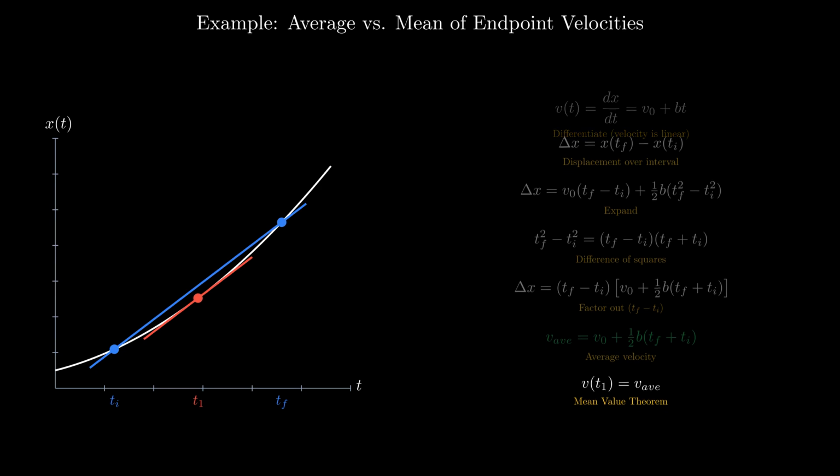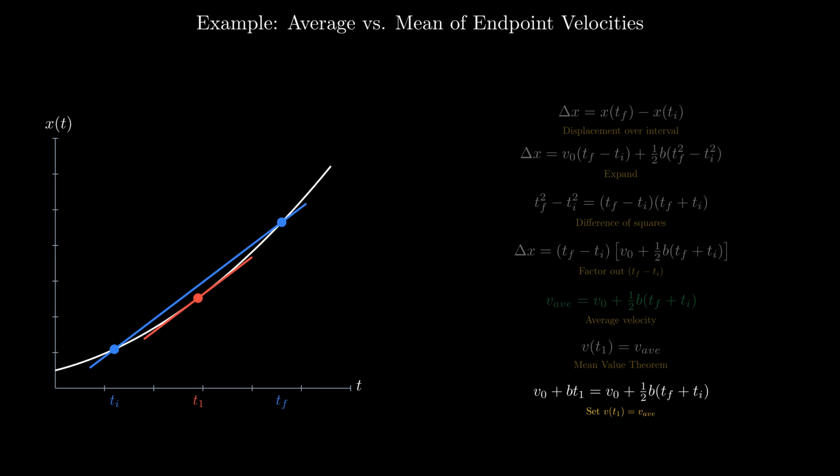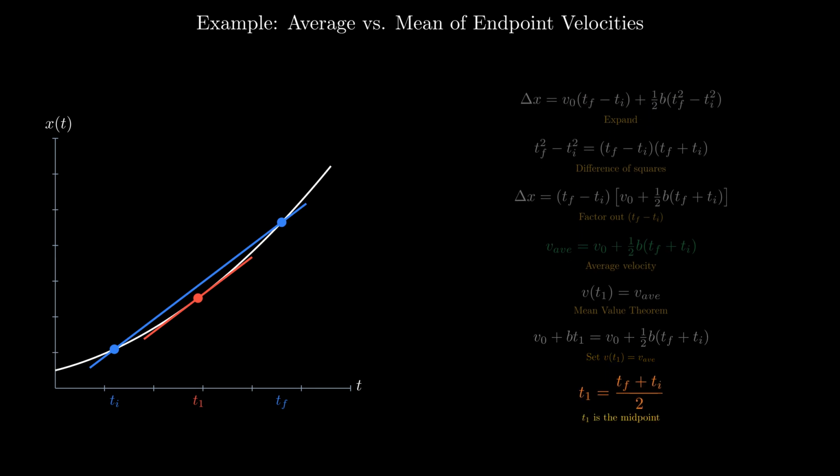Set v of t1 equal to v sub f: v naught plus b times t1 equals v naught plus 1/2 b times t sub f plus t sub I. Cancel v naught. Divide by b. The result, t1 equals t sub f plus t sub I all over 2. The midpoint.